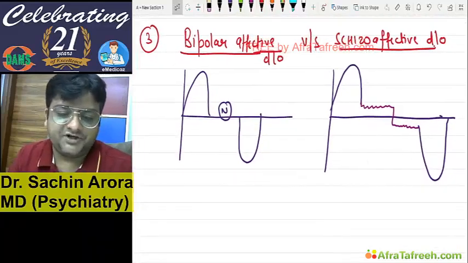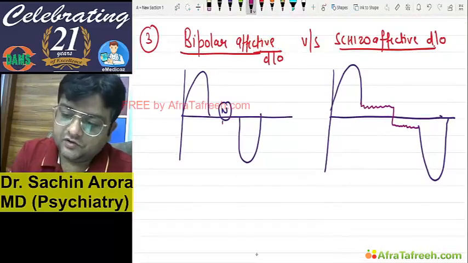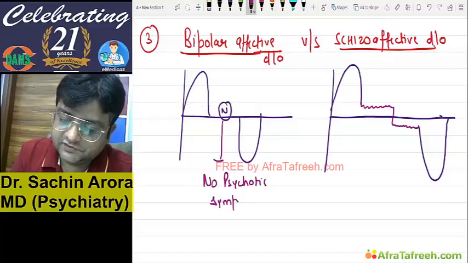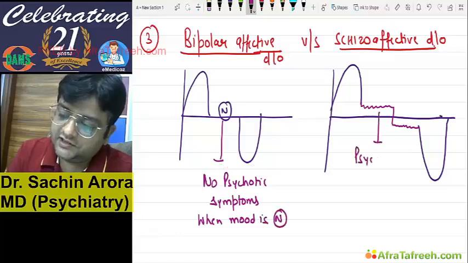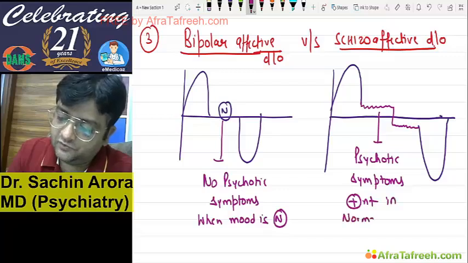Nihilism is in depression, and this is a schizoaffective disorder. No psychotic symptoms when mood is normal. Psychotic symptoms present in normal mood.